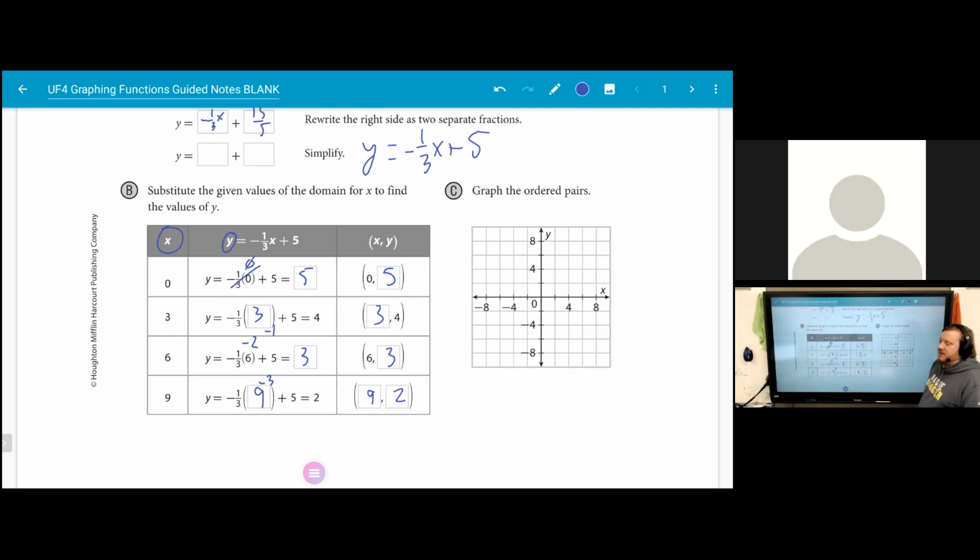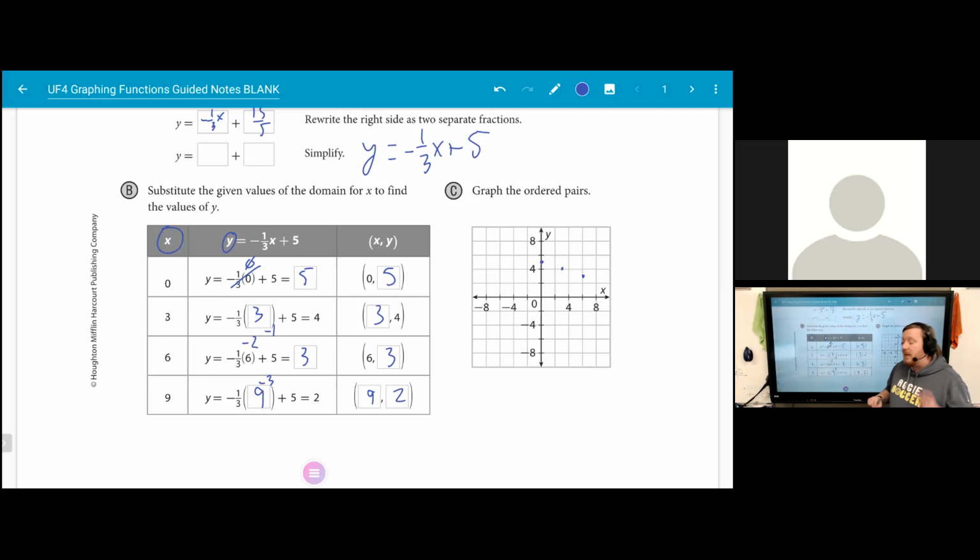We need to graph this, and welcome once again to the world of goofy graphs, because each of these lines don't go by 1, they go by 2. So be very careful here. 0, 5 is actually right here, because X is 0, Y is 5. Then we have 3, 4. We have 6, 3. And we have 9, 2.